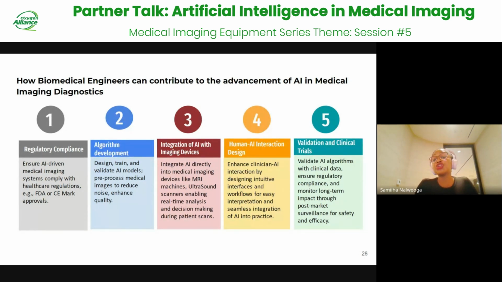So this is where biomedical engineers come in to validate these AI algorithms with clinical data, and ensure that these devices actually comply with the current regulations in the medical field, as well as regulations that are set by our different countries. They can also help monitor long-term impact through post-market surveillance for safety and efficacy.